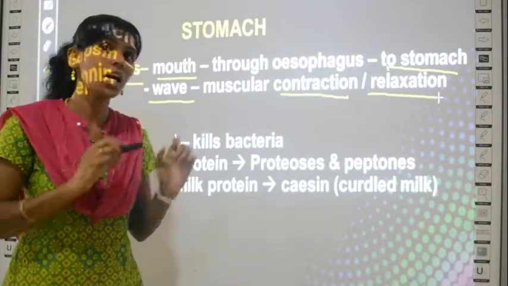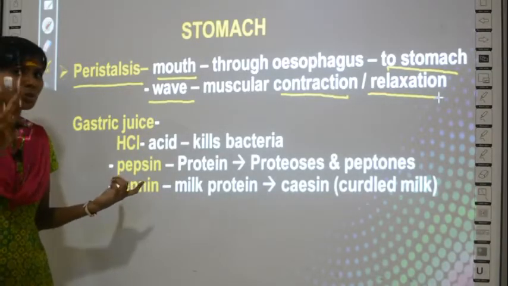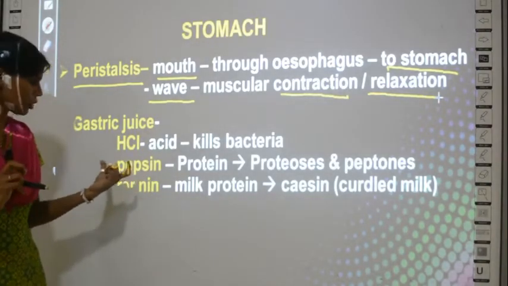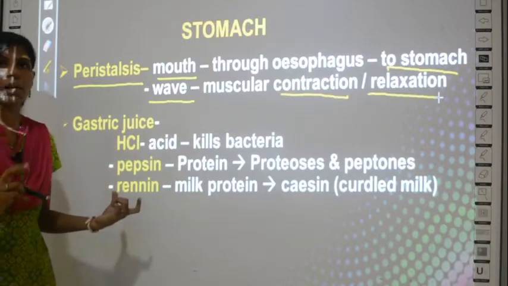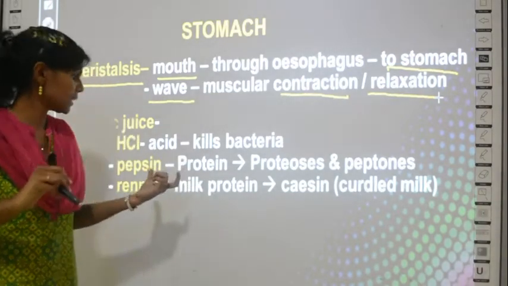So those bacteria are all killed in the stomach by hydrochloric acid. Then I told there are 2 enzymes. Now the first enzyme is called pepsin and the second enzyme is called renin. Pepsin, renin. So what does pepsin do?